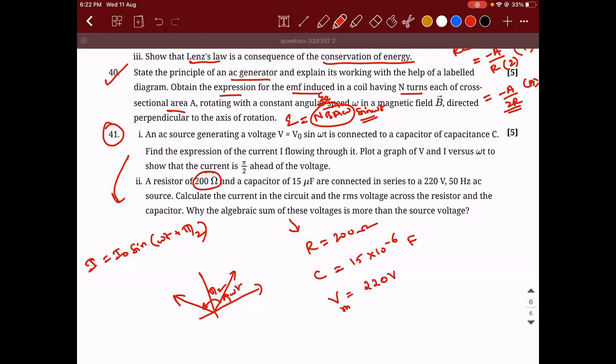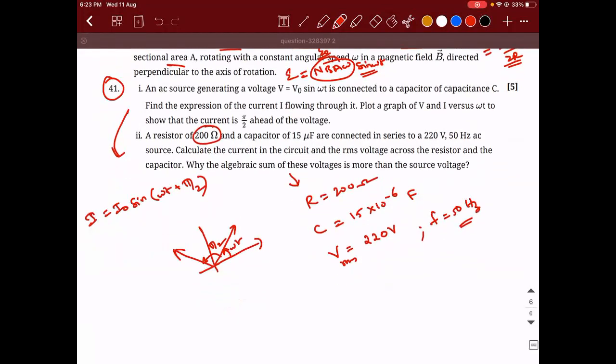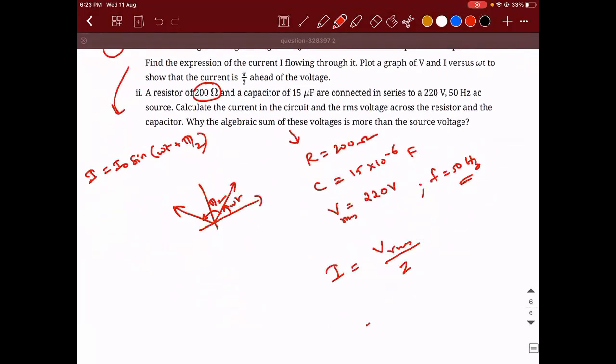220 volt, that is the value of RMS, and frequency is 50 hertz. Calculate the current in the circuit and the RMS value across the resistor and the capacitor. So I is equal to V RMS divided by Z. What is the value of Z? Root of R square plus XC square. Right?